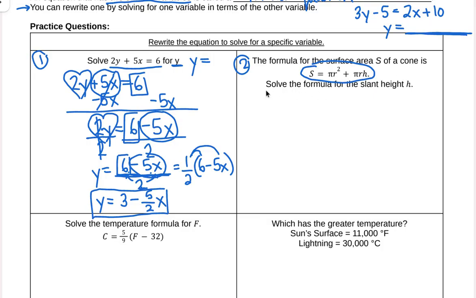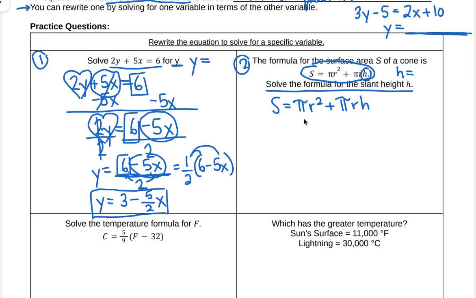So it says solve the formula for the slant height h, okay? So it means I want to make this variable look like h equals. So I have to rearrange this formula from what it currently is to say h equals instead of S equals. And we're going to use all of our solving steps to be able to do that, okay? So it does not matter that we have pi's and r's and all the things, okay? We're still going to treat it just like terms.